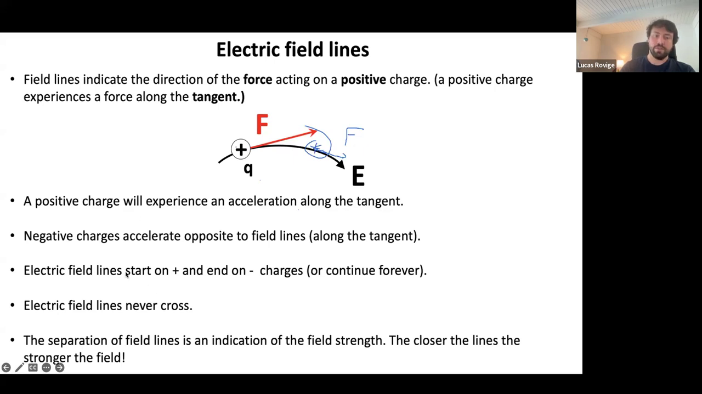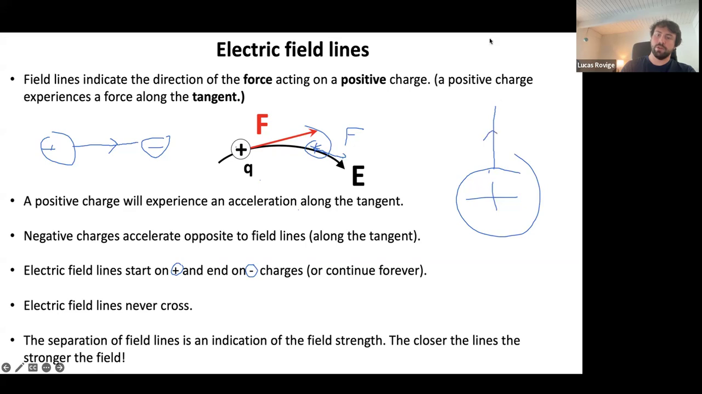And regarding field lines, typically the rule is that they start on a plus charge and they end on a minus charge. So if you have a plus charge and a minus charge, field lines go from the plus to the minus. And if you have, for instance, only a plus charge, the field lines start from the plus charge and continue forever because there's no negative charge to end up on. Another thing is electric field lines never cross.